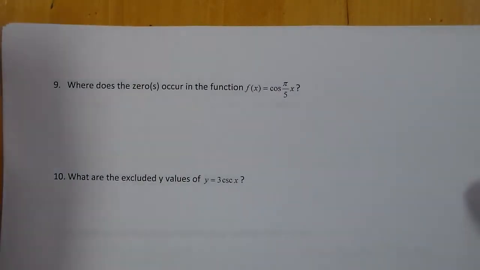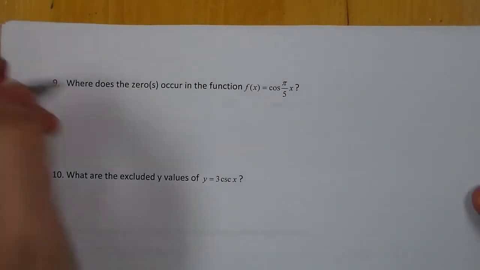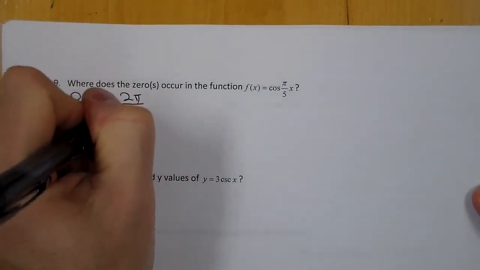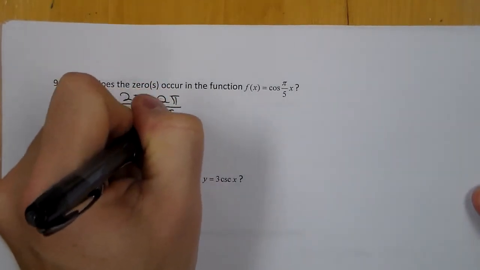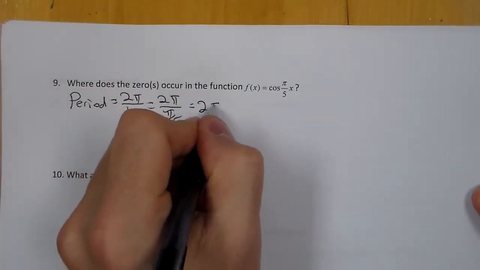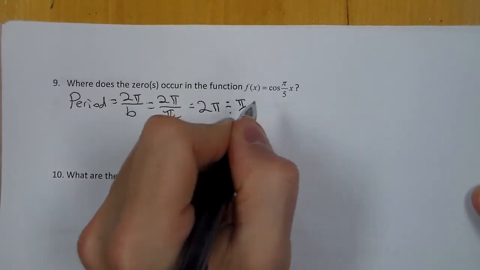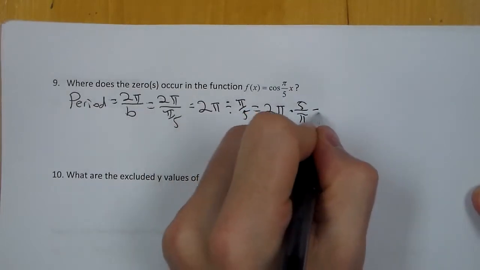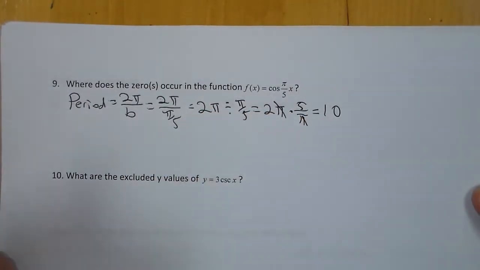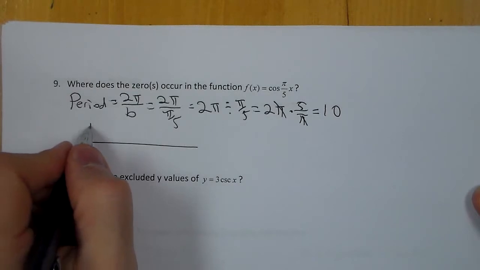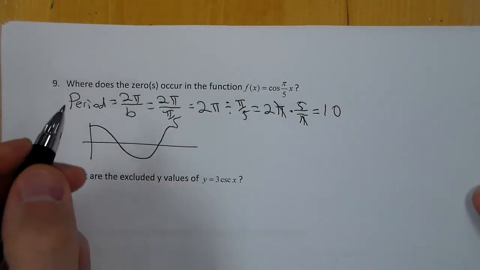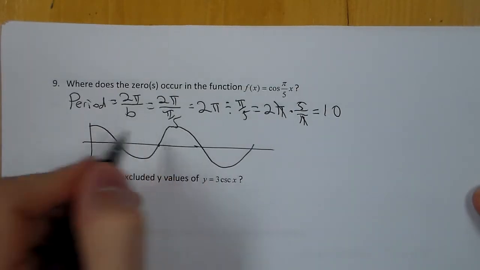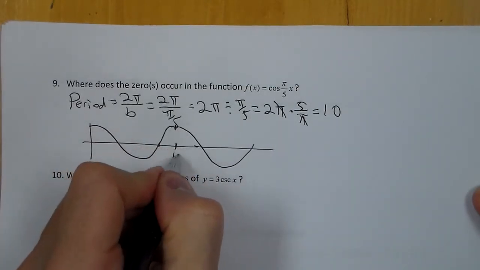Number 9, where does the 0 occur on the function cosine pi over 5? So my period is going to be 2 pi over b, which is 2 pi over pi over 5, or 2 pi times 5 over pi. This comes out to be 10. So I'm going to go to cosine. There's the cosine period. It keeps going if we needed to. We know it finishes one period at 10.